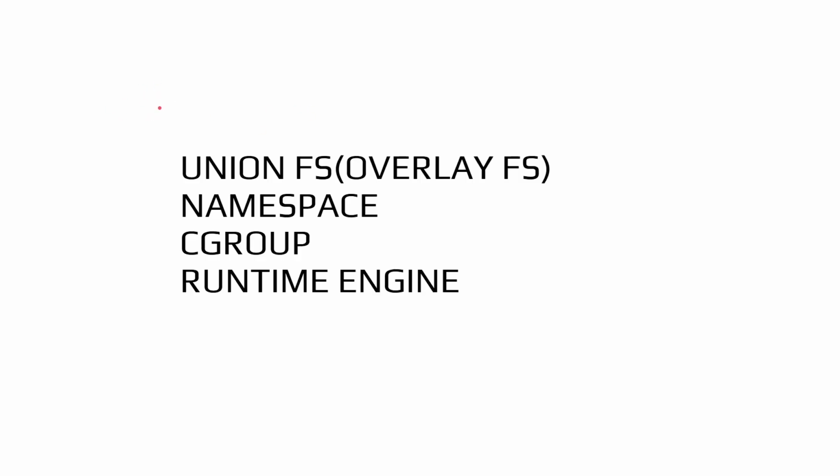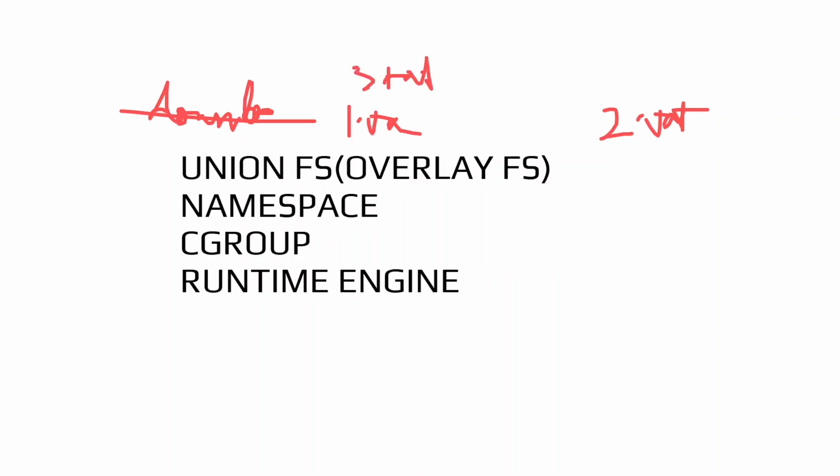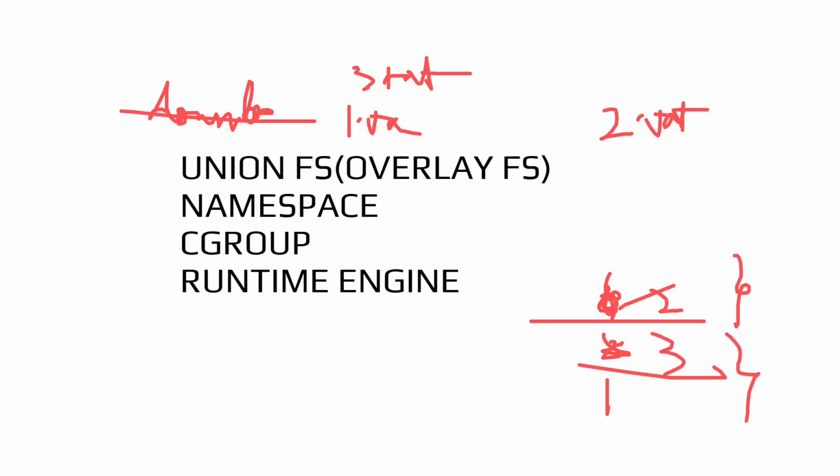Suppose we have a file 1.txt in lower, and then we have a file 2.txt in upper, and then we have 3.txt in the lower. Now after mounting, we have 1, 2 and 3 here. Suppose it's been layered. So this is from the lower, and this is from the upper.